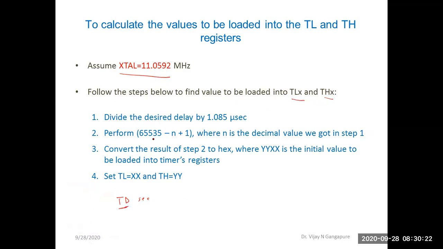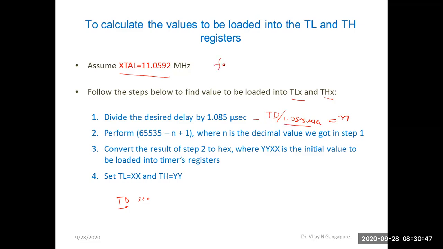Okay, then the first step is what? Divide this TD, the time delay in seconds, by 1.085 microsecond. What value will I get? I will get the value n in decimal. I have to just divide the desired time delay you want to generate by using timer 0 or timer 1 by 1.085 microsecond. And how does 1.085 microsecond come?